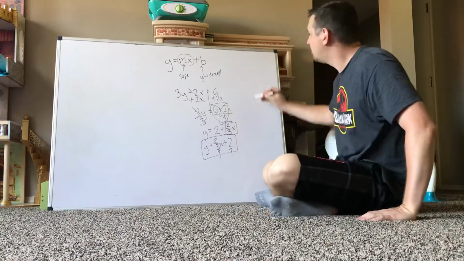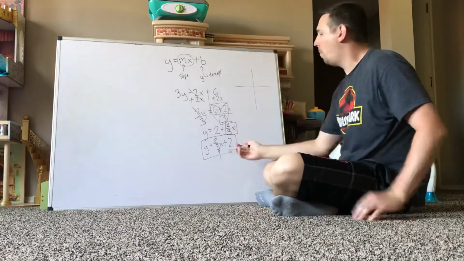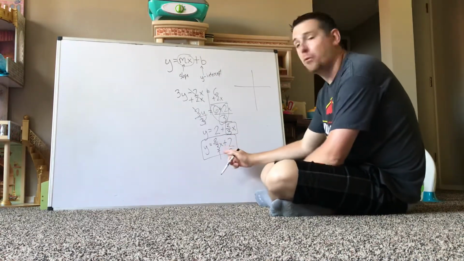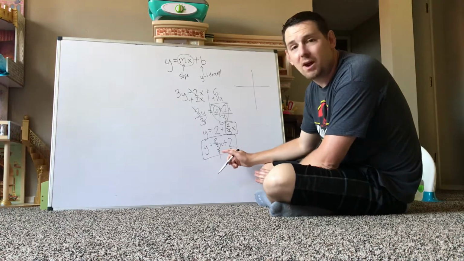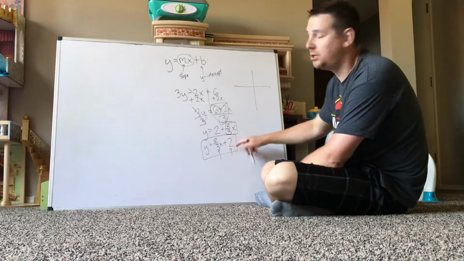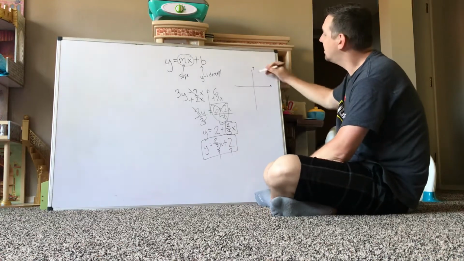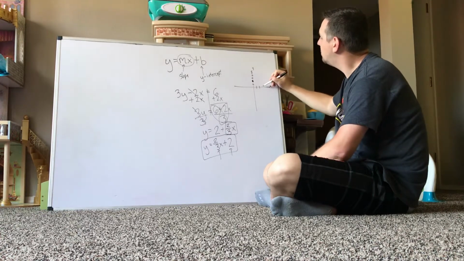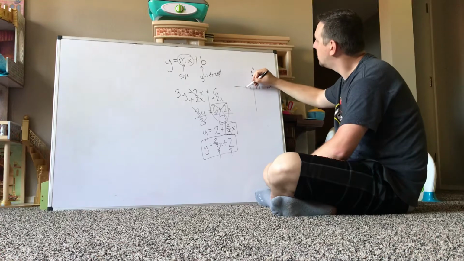As a review, the whole point of getting it into this is so you can graph it easier. To graph this, here's the easiest way to graph this. Go to the y-intercept. So the y-intercept is positive 2. So on the y-axis, we're going to go to positive 2 and put a dot.